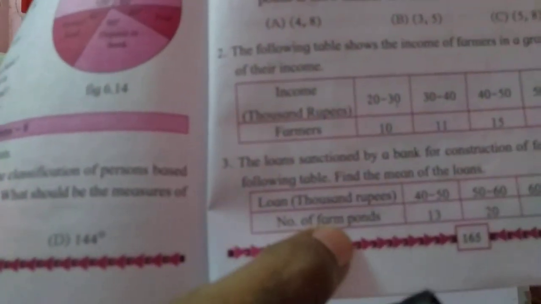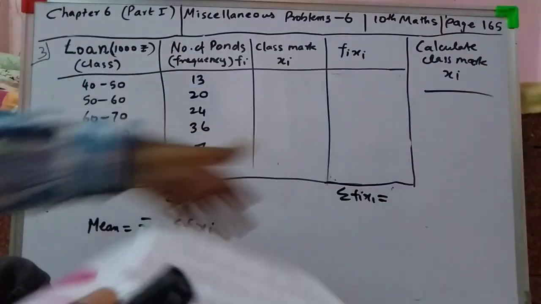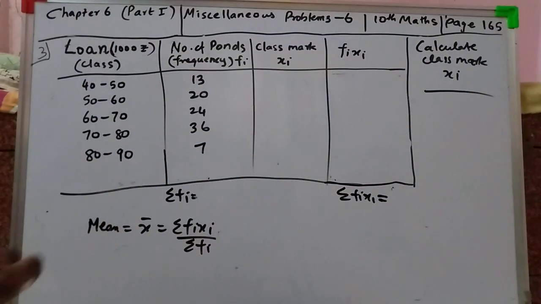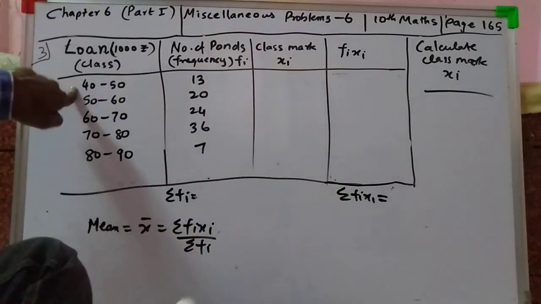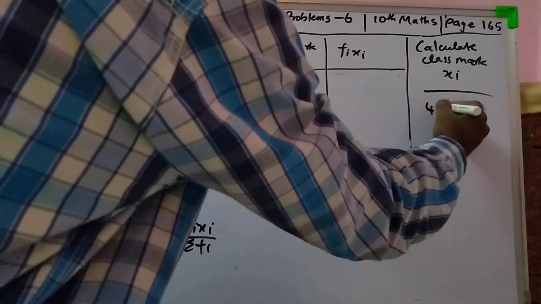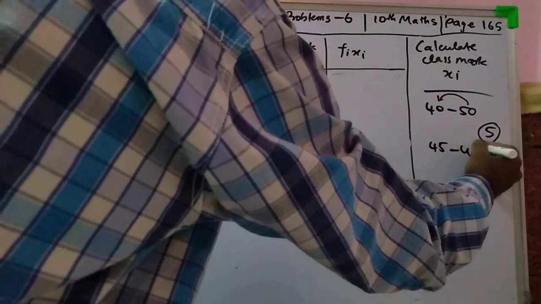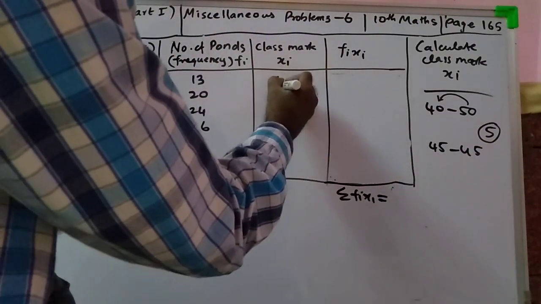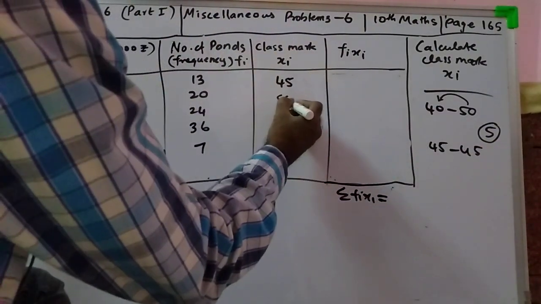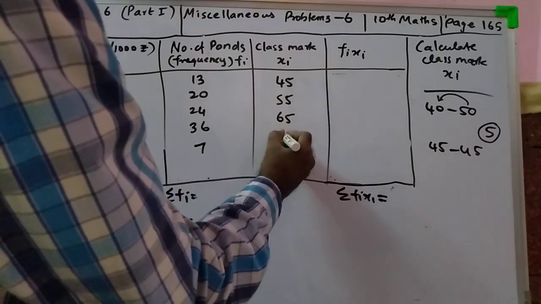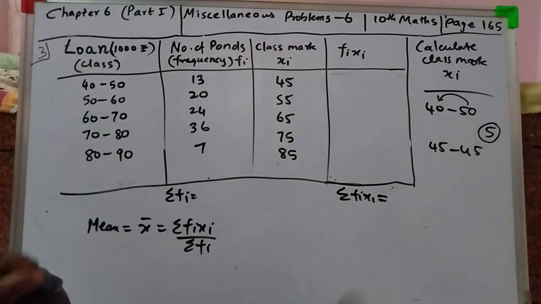Third problem. Loan is given, number of farm ponds are given, you have to find the mean. We use the direct method. First we'll calculate the class mark for this. Borrow 5, take 5, it becomes 45. So we write 45 here. Here it will become 55, 65, 75, 85.